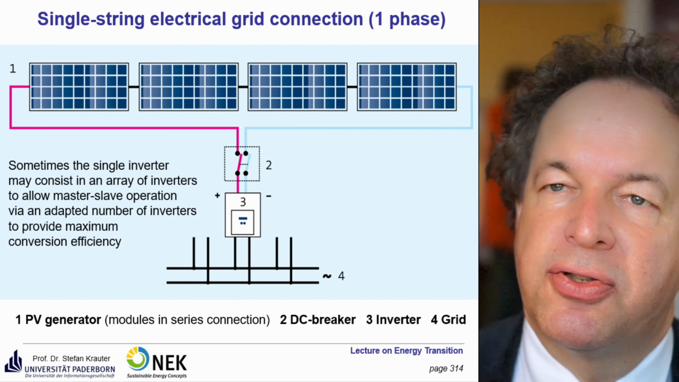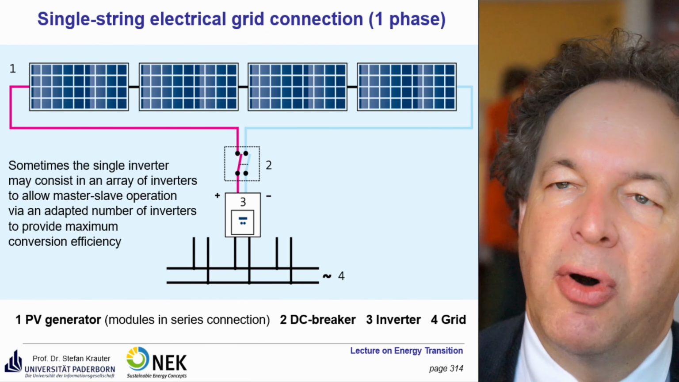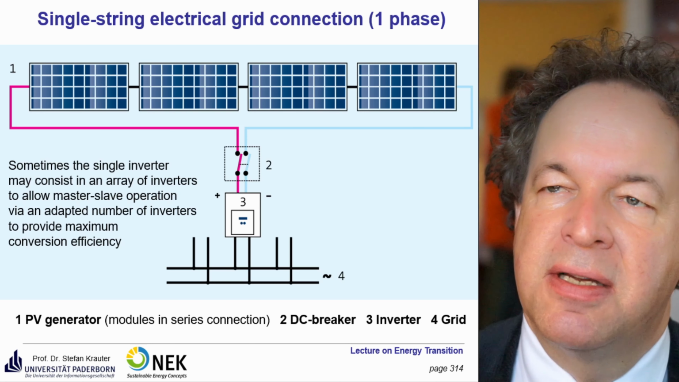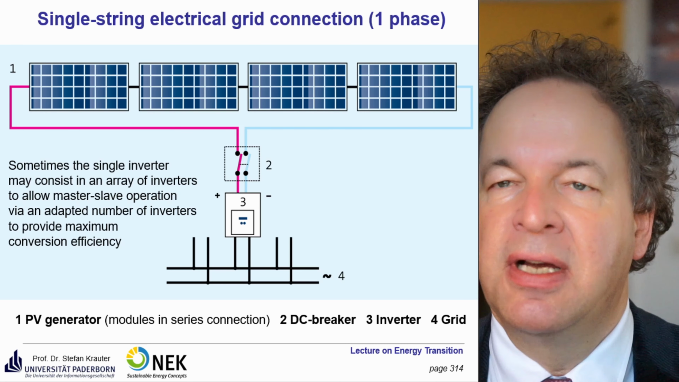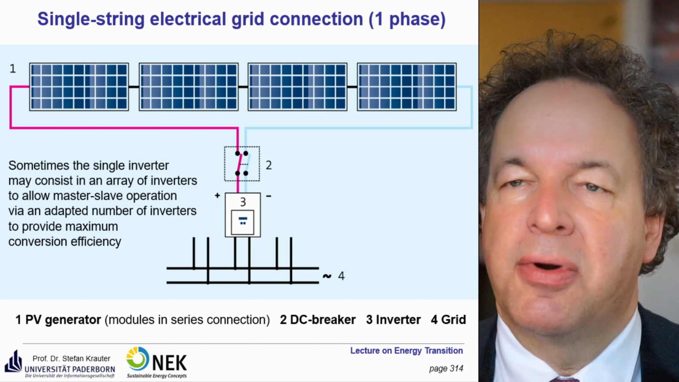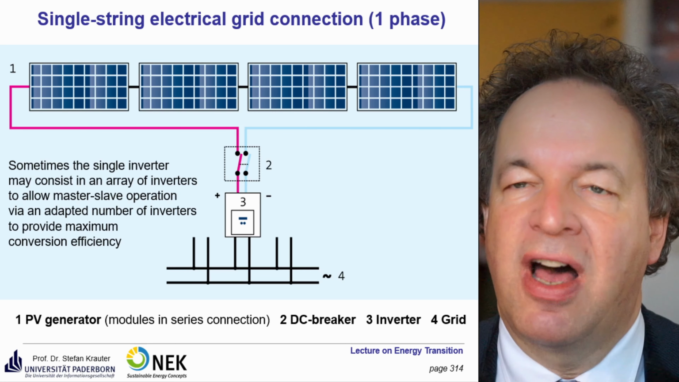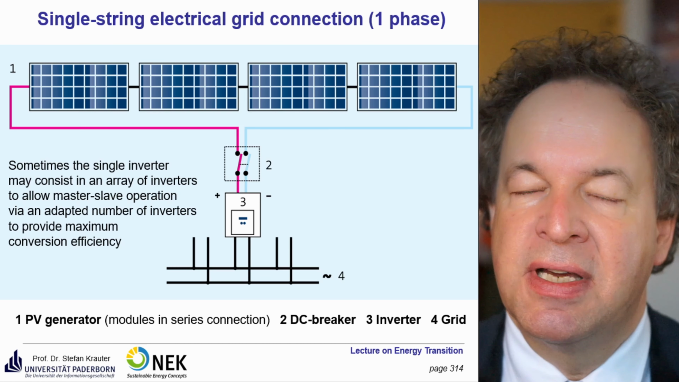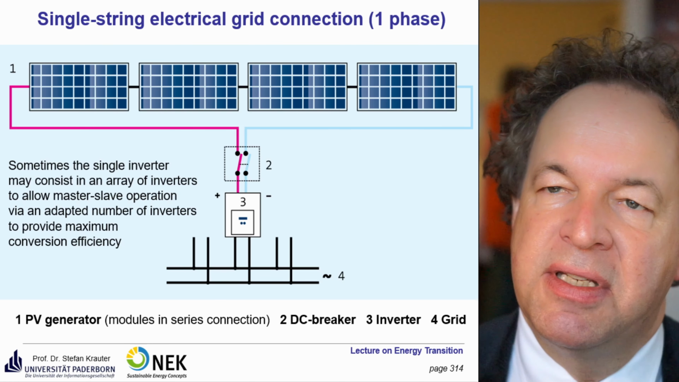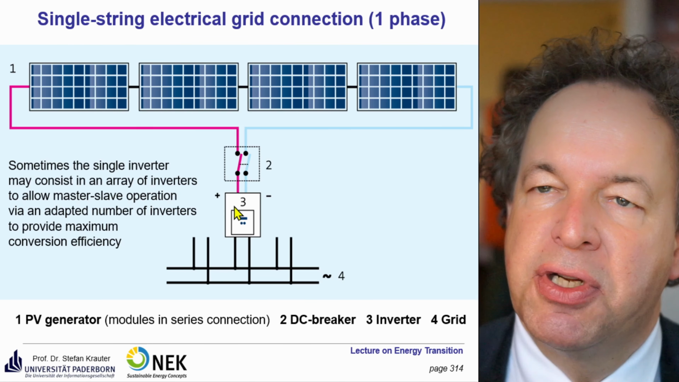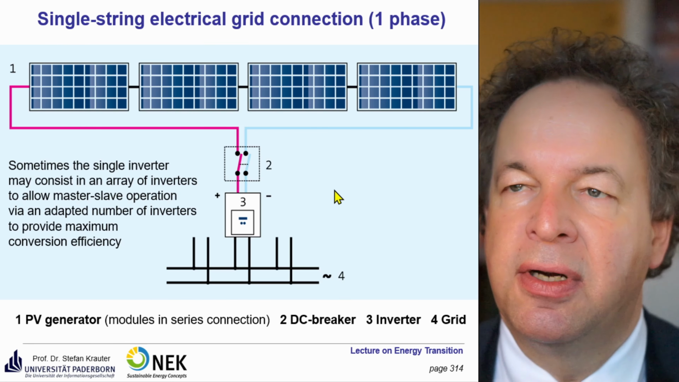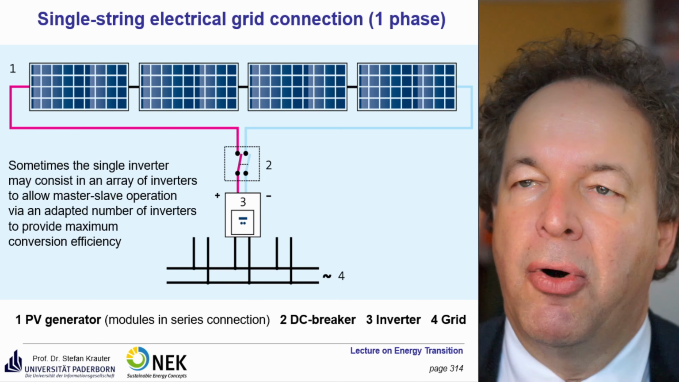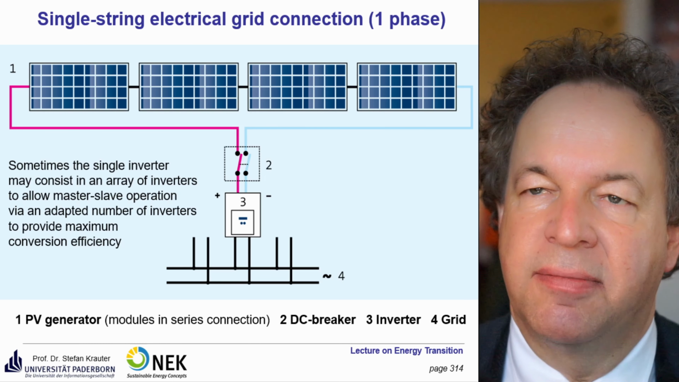The simplest construction is to have a series of modules interconnected in series. As I mentioned, usually the maximum permitted voltage is 1000 volts. Formerly it was 600 volts. Nowadays it goes even up to 1500 or even 2000 volts. You connect them in series and have a DC switch before the inverter, and then you interconnect it to the grid, either single phase or, most often, triple phase.